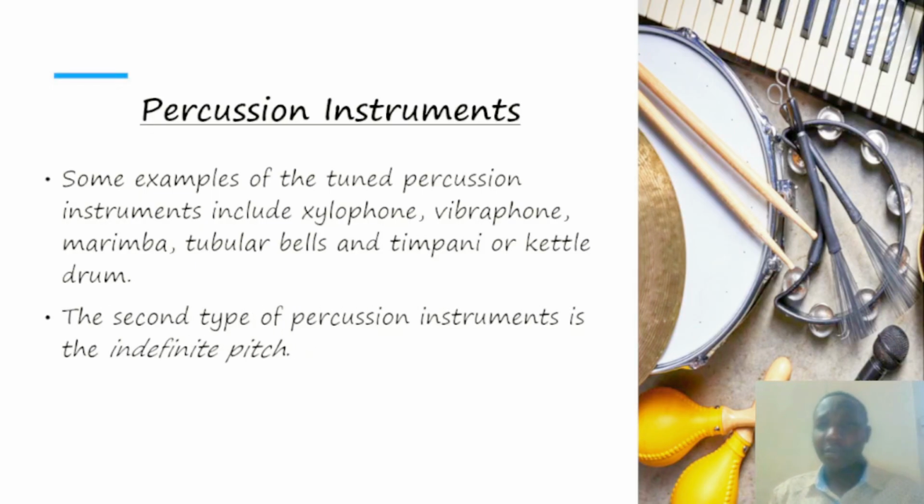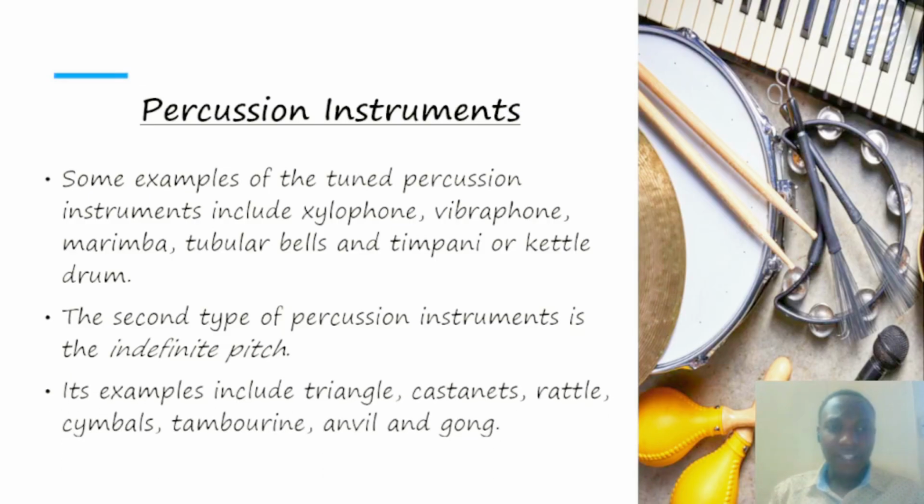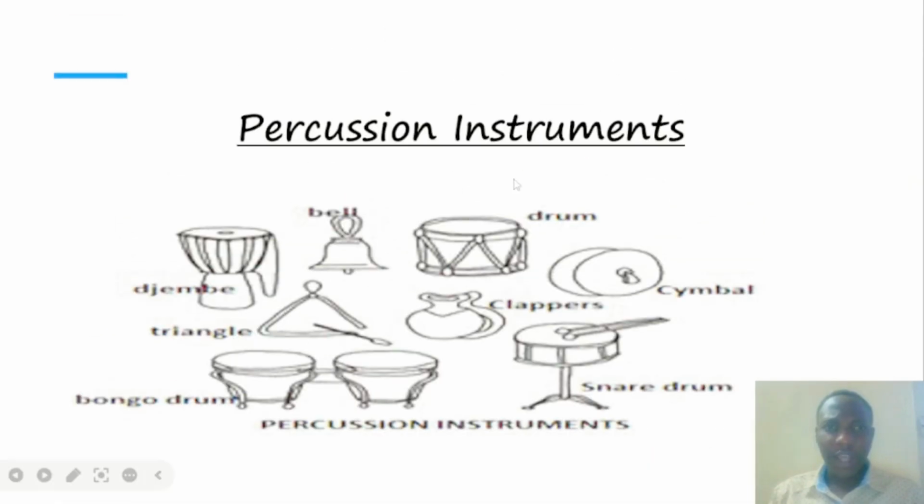The second type of percussion instruments is the indefinite pitch instruments. Its examples include the triangle, the castanets, the claves, the cymbals, the tambourine, and the gong. All these are examples of this kind of percussion instruments. And here is the illustration of all these percussion instruments that you can see in our daily life.